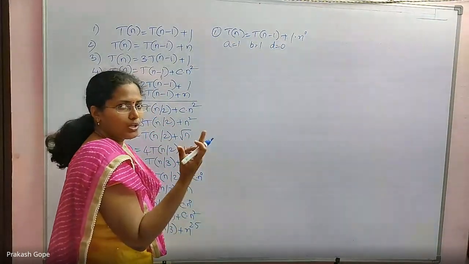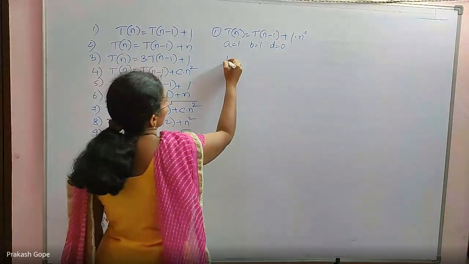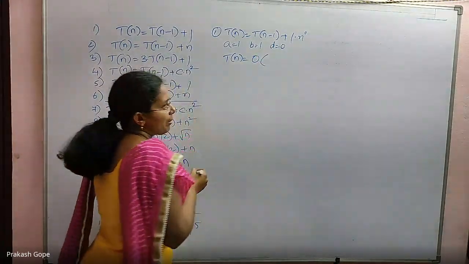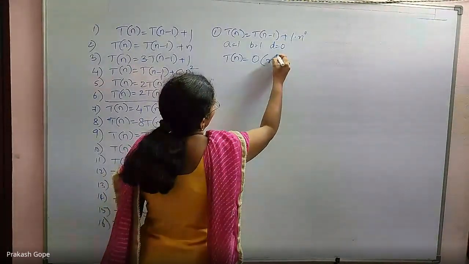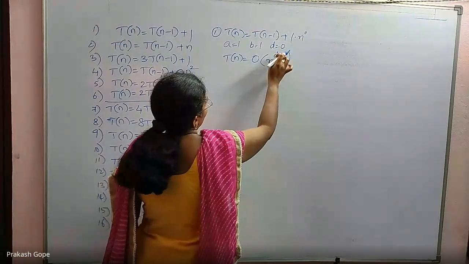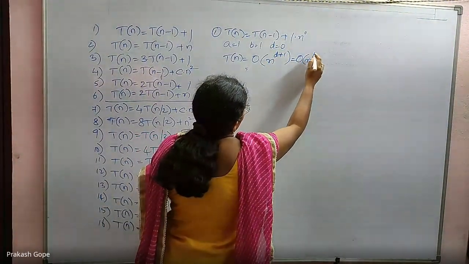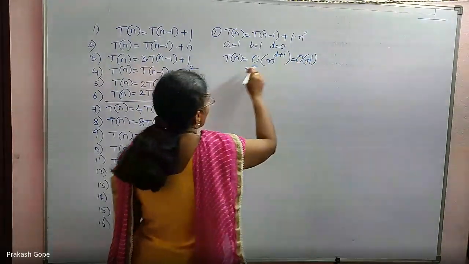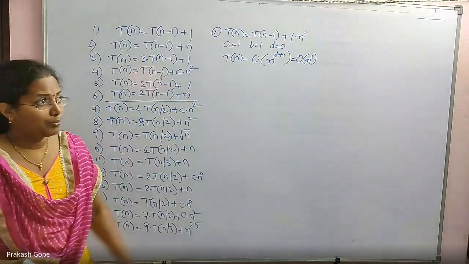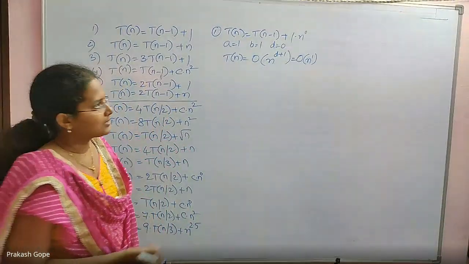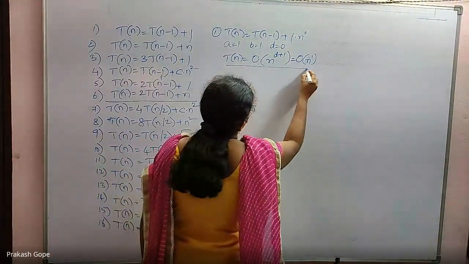A equal to 1 in decrease and conquer. What is the formula? T of n is equal to big O of n power d plus 1. D plus 1, d is 0. 0 plus 1 is 1, which means big O of n power 1, n power 1 means n. Big O of n is the answer. That is the first question.